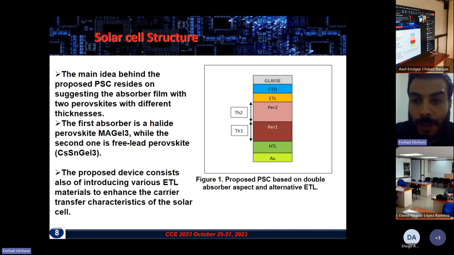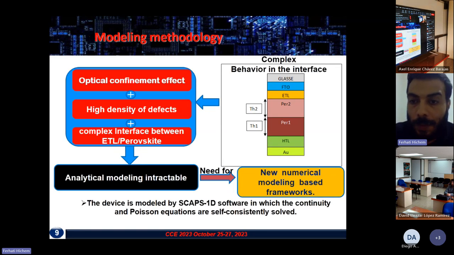For the modeling methodology, the use of a complex structure with double perovskite layer and several electron transport layers can impose several undesired effects such as optical confinement, high density of defects, a complex interface between the electron transport layer and the perovskite absorber, which can make the analytical modeling unpredictable. So we need new numerical modeling approaches. So for this purpose, the device is modeled using SCAPS one-dimension software, in which the continuity and the Poisson equations are self-consistently solved.